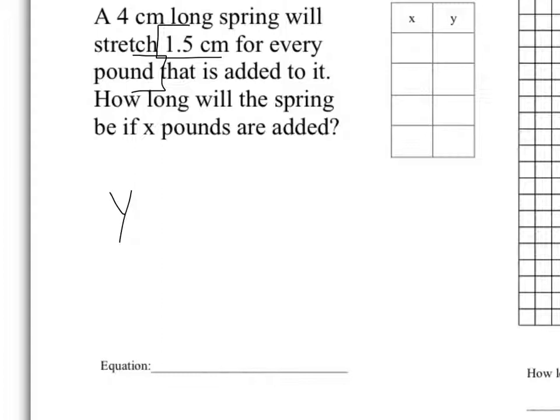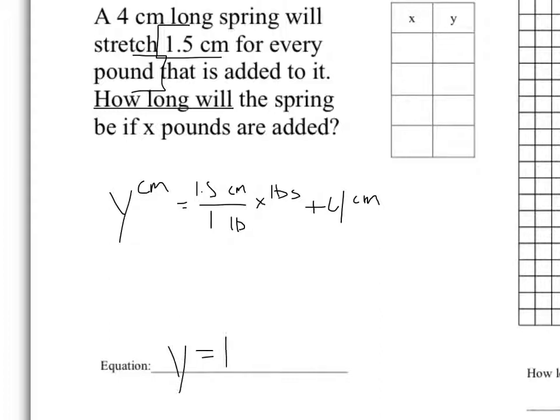How long will it be for x pounds? So c centimeters is equal to something times x pounds, and our spring is already 4 centimeters long. So that means for our rate, we need it to be centimeters per pound, and that's the way it's given to us, 1.5 for 1 pound. So we end up very easily with y equals 1.5x plus 4.